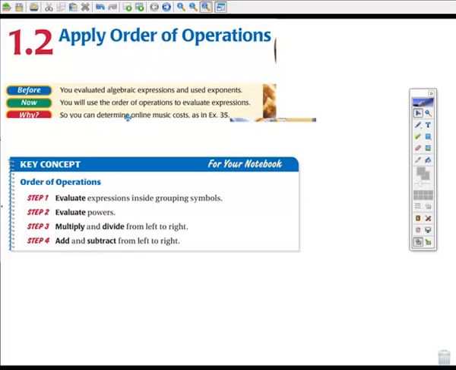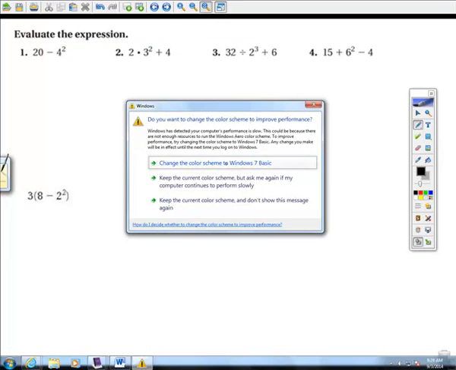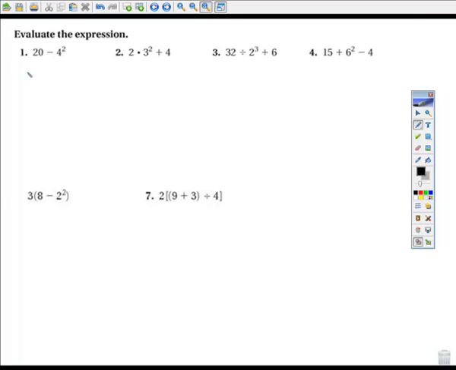So here we go. We're just basically going to do a few examples and then I will give you your assignment. So we have 20 minus 4 squared. We don't have any grouping symbols, so we're going to do the power. 4 squared is actually 4 times 4, or 16, and 20 minus 16 equals 4. And I do expect to see at least this amount of work.